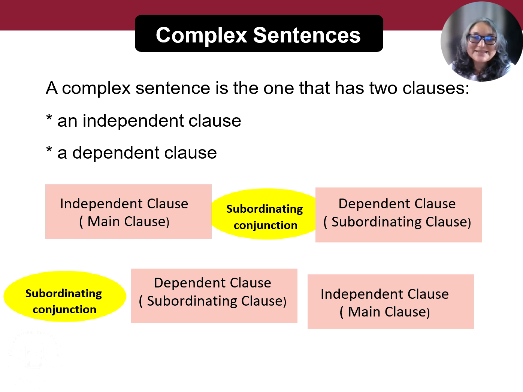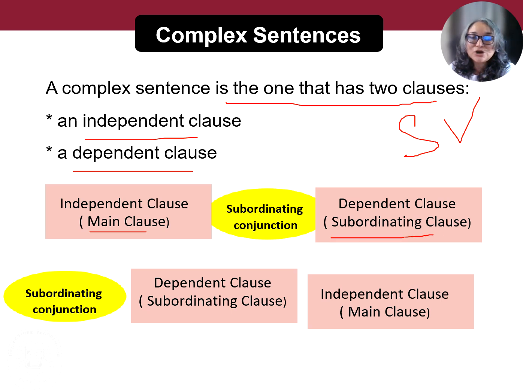What is a complex sentence? A complex sentence is the one that has two clauses. Remember that a clause is a sentence with a subject and a verb. In a complex sentence, you're going to have an independent clause, which is also called a main clause, and then you're going to have a dependent clause, which is also called a subordinating clause. You will have first the independent clause, then a subordinating conjunction that is connecting the two clauses, and at the end you're going to have a dependent clause or subordinating clause.